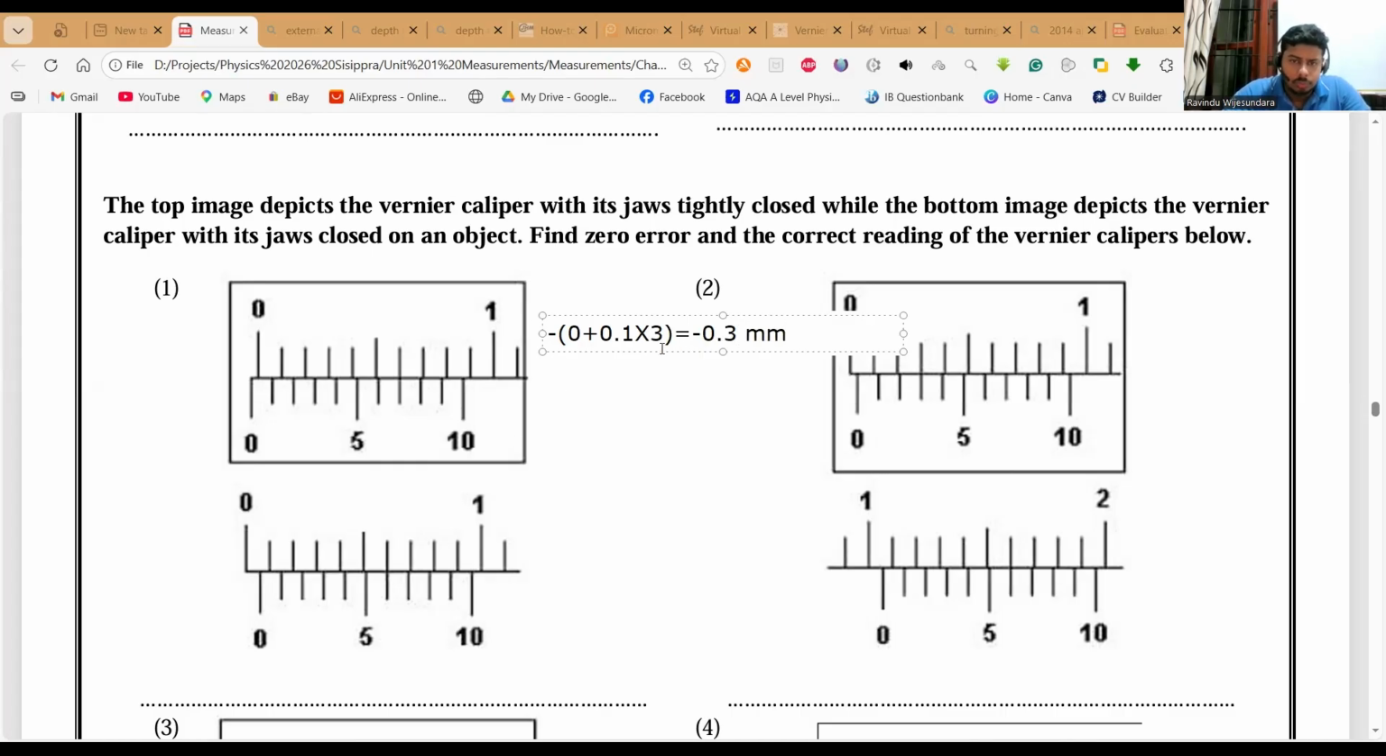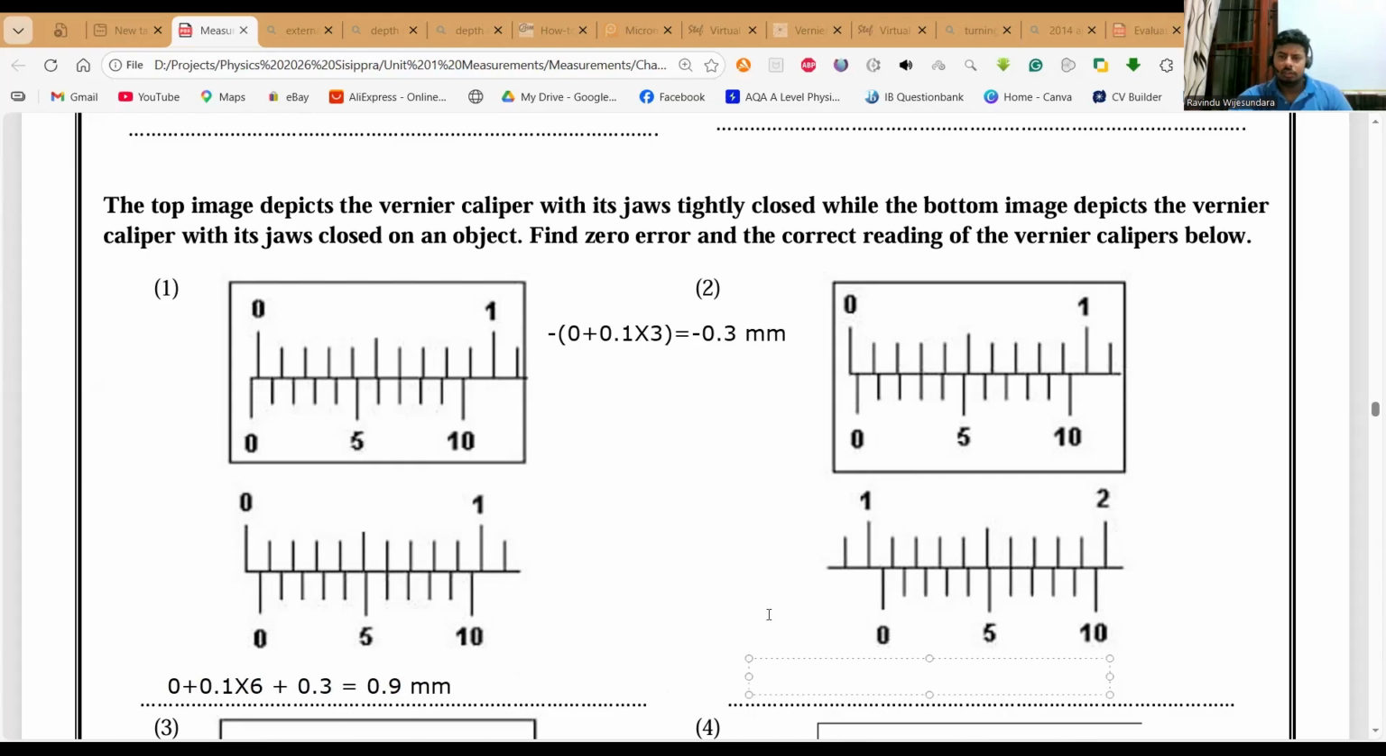Now what you should actually do is you have to add 0.3 to the final reading. So now you have to find the reading of this one first. So the reading of this one is 0 plus 0.1 multiplied by the number of divisions coinciding, which is the sixth one, 6. This is the reading of the instrument, but you have a zero error. It's a negative zero error. Therefore, you have to add the 0.3 to this value. So it will be 0.9 millimeters. So this is the actual reading of the instrument, 0.9 millimeters. This is the actual, corrected reading.